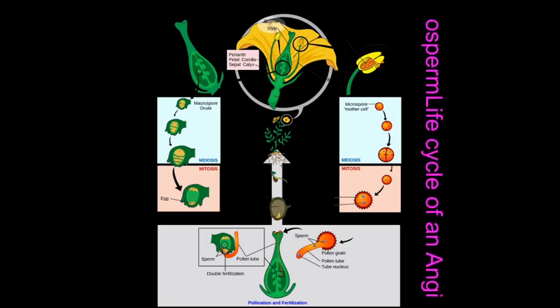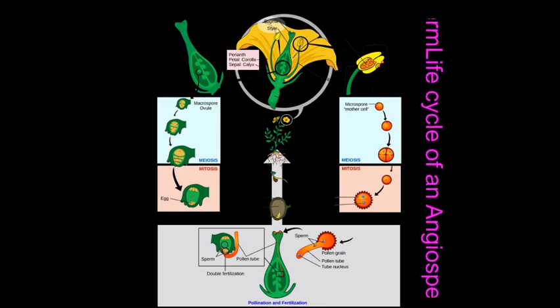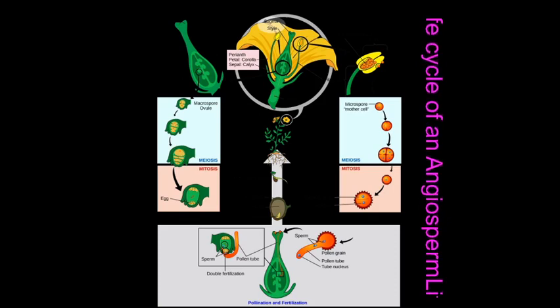So as we can see here, the gametophyte produces the sporophyte and the sporophyte produces the gametophyte, exhibiting the alternation of generations.